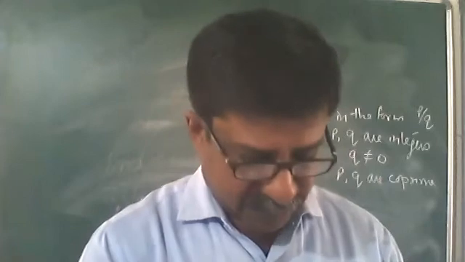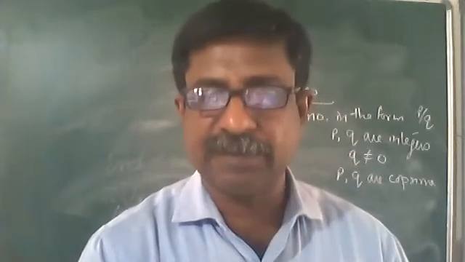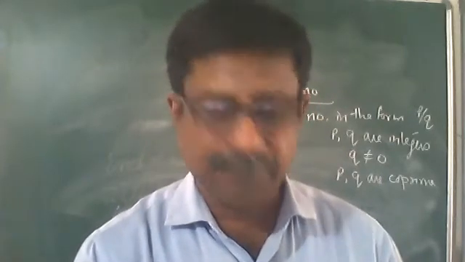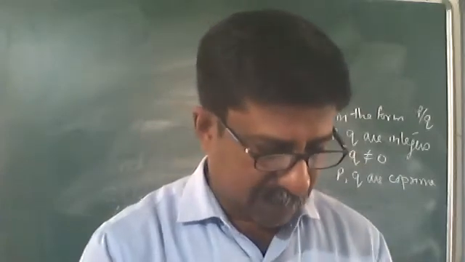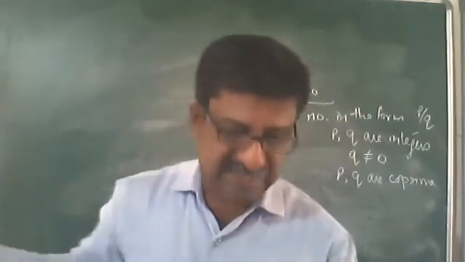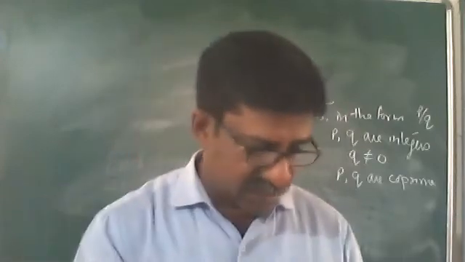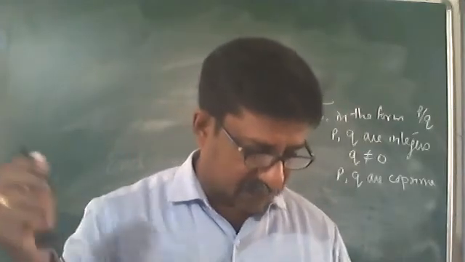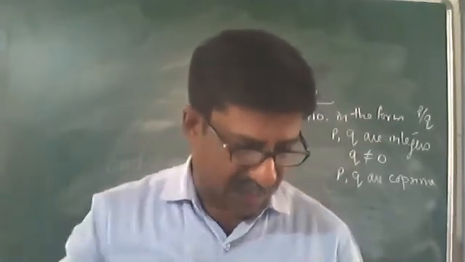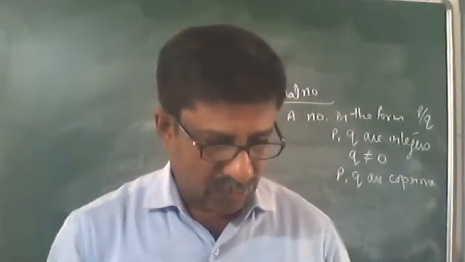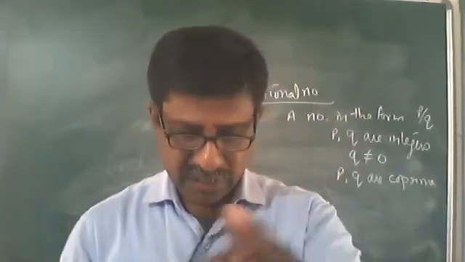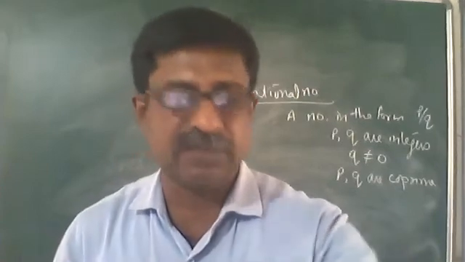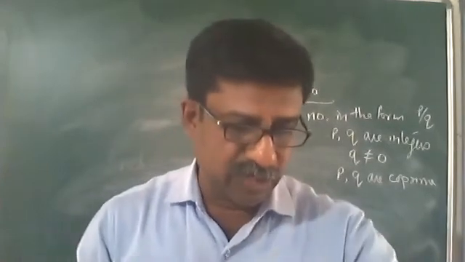I also explained to you the meaning of co-prime numbers. Co-prime numbers are different from prime numbers. What are co-prime numbers? Two numbers are said to be co-prime if nothing is common in them except 1. If their HCF is 1, that is known as co-prime numbers. Okay? To be co-prime, it is not necessary for the numbers to be prime numbers.